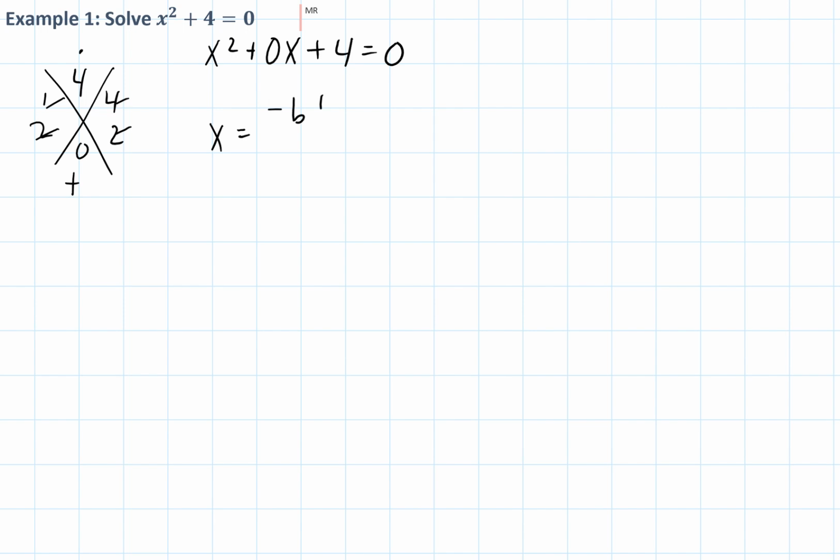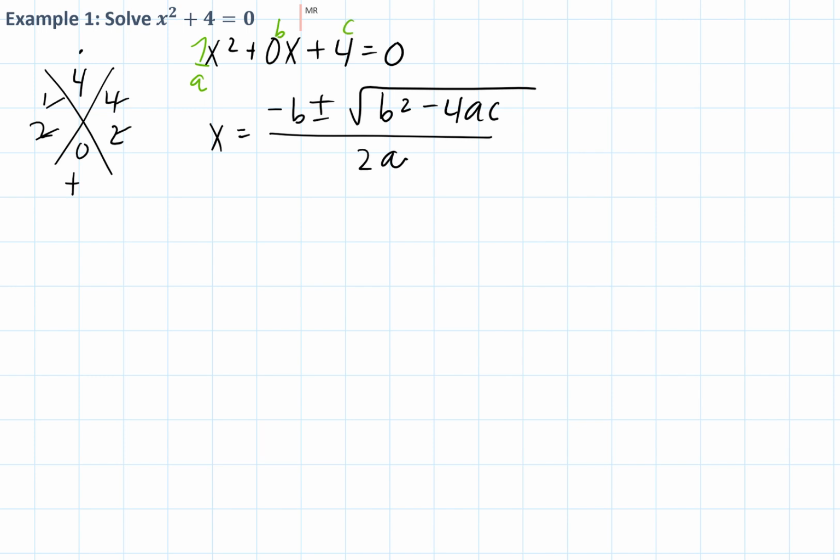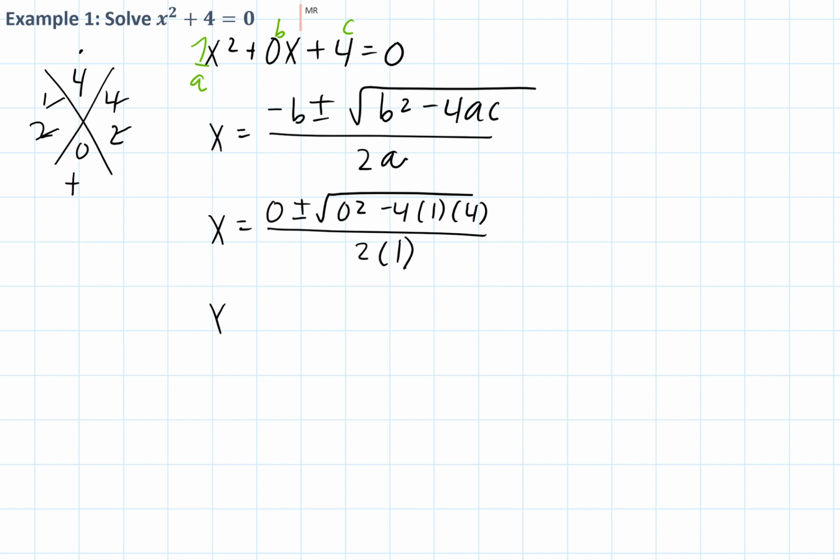x equals negative b plus or minus the square root of b squared minus 4ac all over 2a. Let's substitute. I have a, the unwritten coefficient, 1, b is 0, c is positive 4. 0 is neither positive nor negative, so when you sub it in, you don't have to be worried about this negative b. This is exactly what we did a few days ago. We're going to simplify what's inside the radical by squaring and multiplying. We can drop the 0.